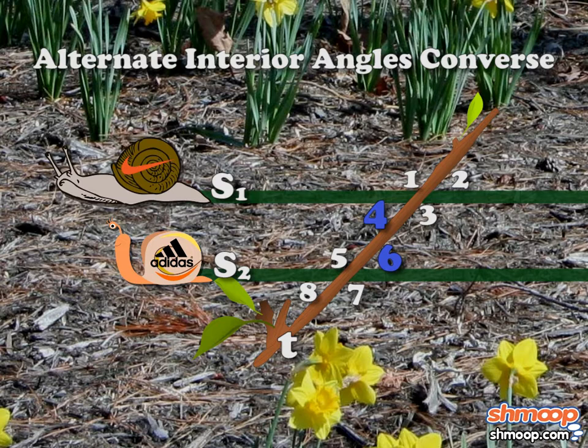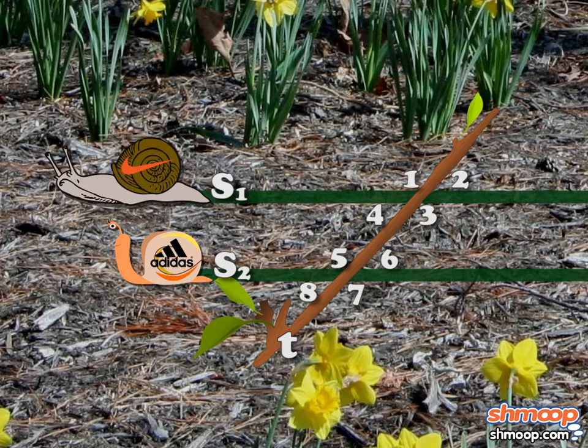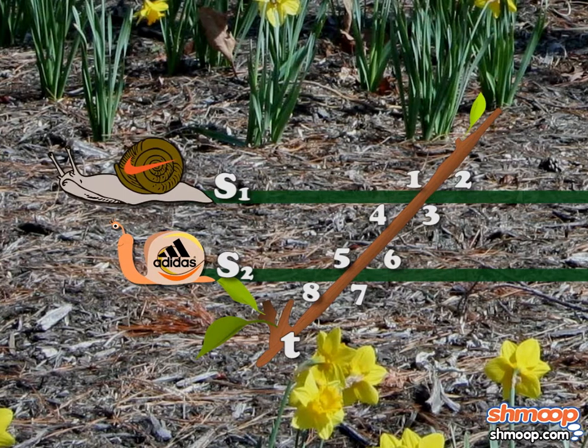All right, the last theorem we can use is the alternate interior angles converse. So check this out. Alternate interior angles refer to angles 4 and 6 or 3 and 5, which states if two lines are cut by a transversal so that alternate interior angles are congruent, then the lines are parallel. Check-a-rooney, we're good.